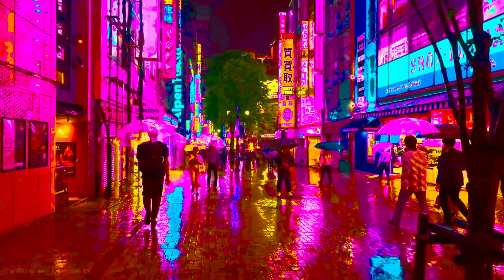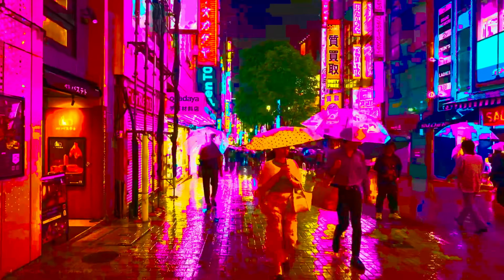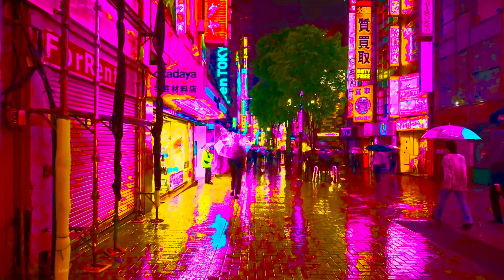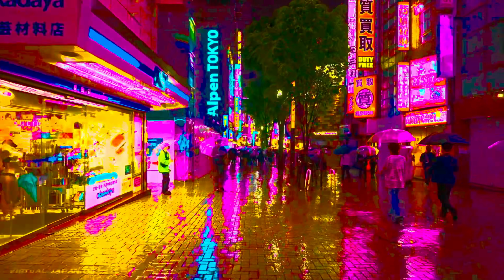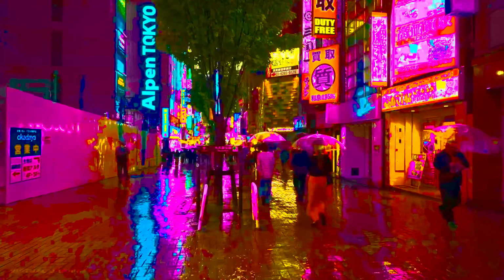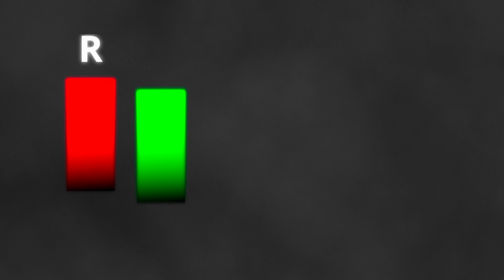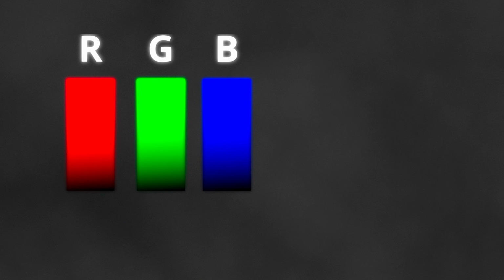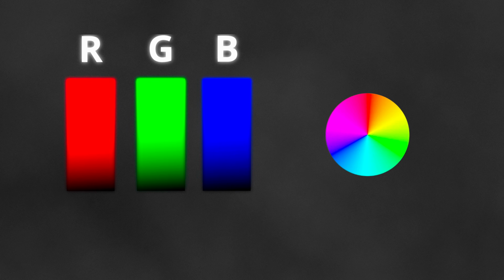Well, what you're seeing now is an image that looks quite bad, right? That's because we drastically reduced the color depth. It looks like an old video game image, doesn't it? Well, let's explain. We all know that the pixels on our monitors are made up of 3 subpixels: red, green, and blue. That is the famous RGB.